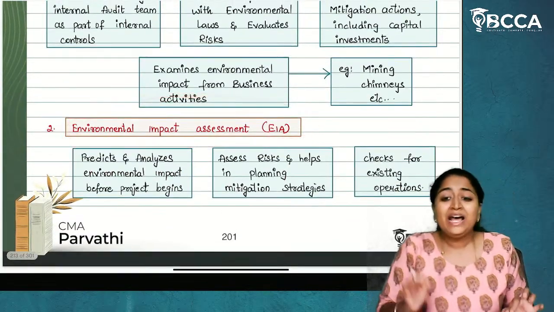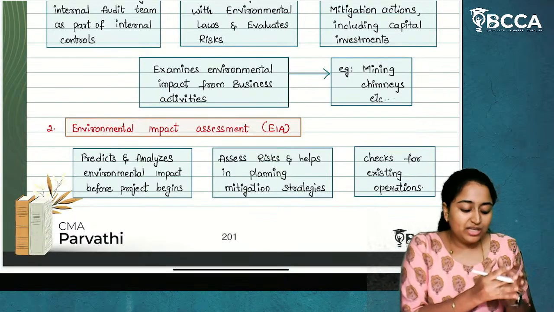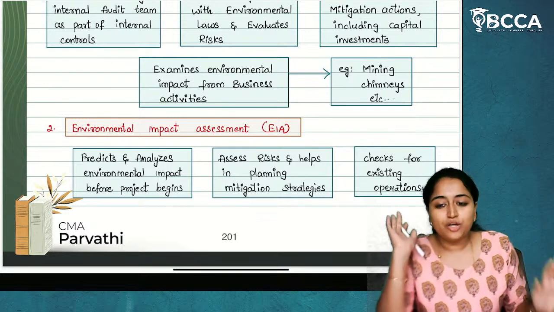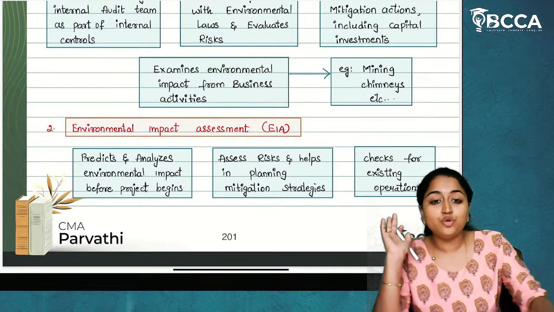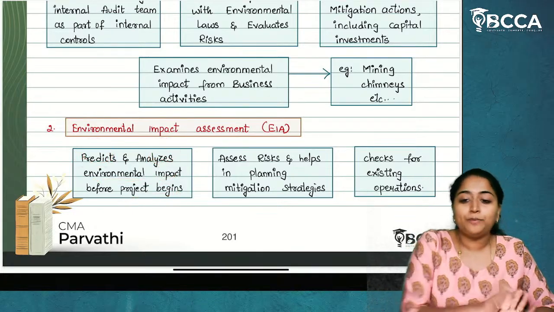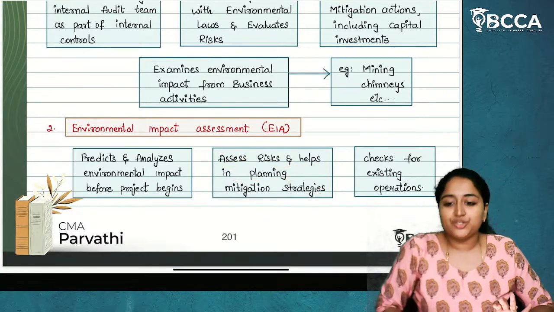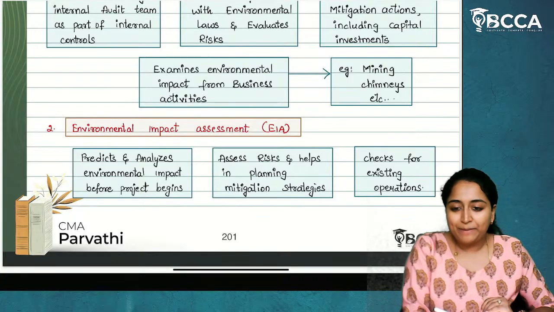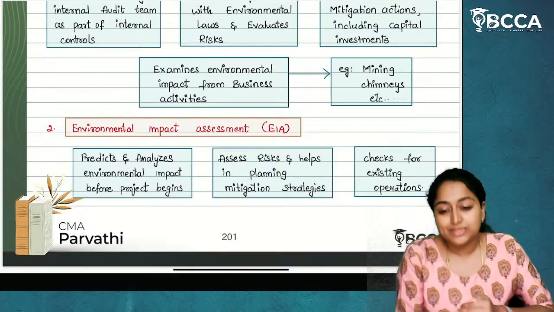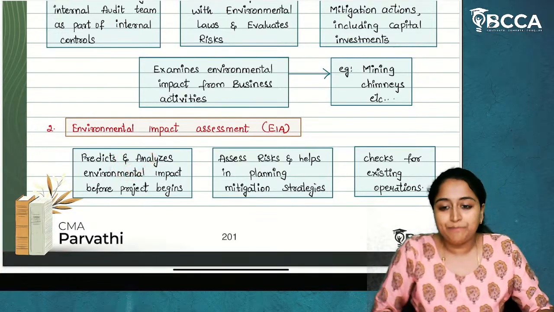Then they have to go for an environmental impact assessment, which means whatever project they are starting, for that project, how much impact is there on the environment? Before starting itself, they have to determine it. Predict and analyze the environmental impact before the project begins. Assess the risk and help in planning mitigation strategies. Now, if there is environmental impact, will they drop the project? No. What they will do is the risk assessment. They will try to mitigate whatever environmental impact is there.